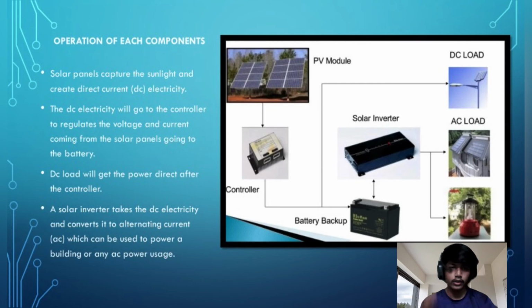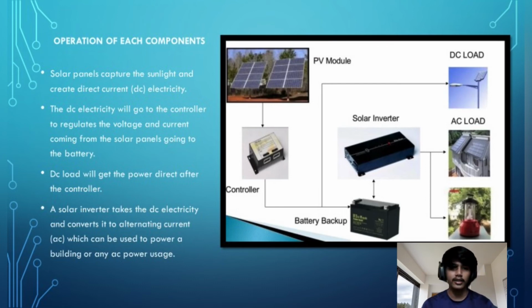Okay, hi, my name is Muhammad Nabil. So, in this part, I would like to explain about the operation of each component in the solar generation. First of all, the solar panel will capture the sunlight and create the direct current electricity, which is the DC electricity. And then the DC electricity will go to the controller to regulate the voltage and also the current coming from the solar panels going to the battery.